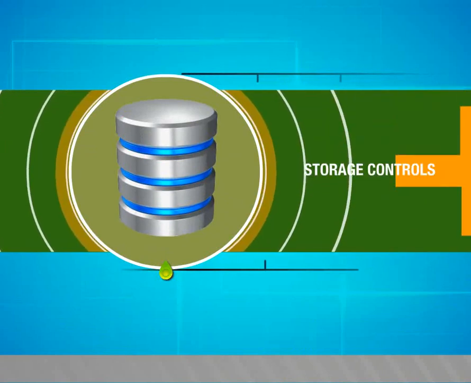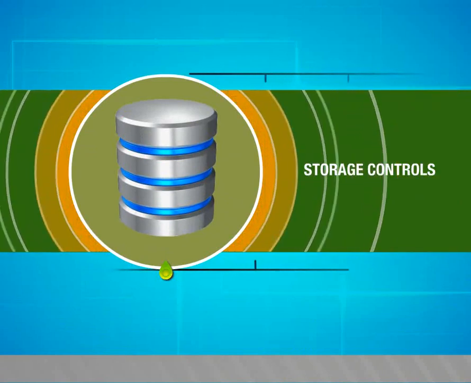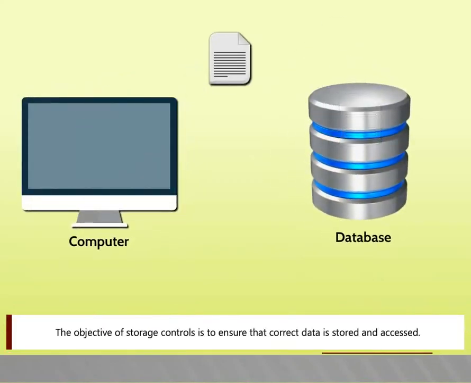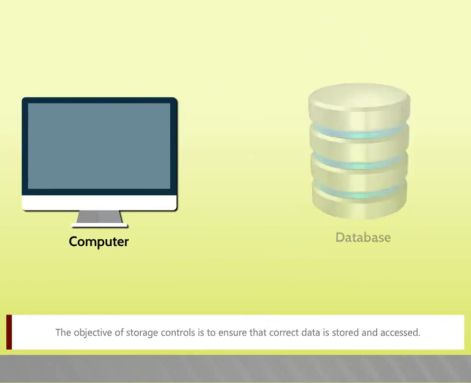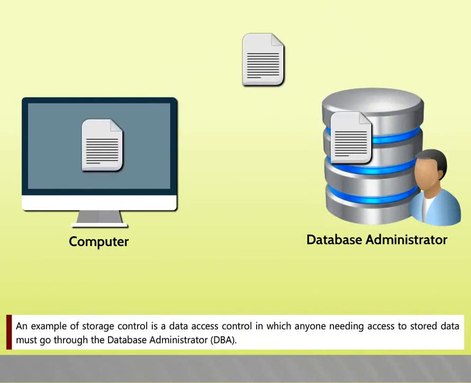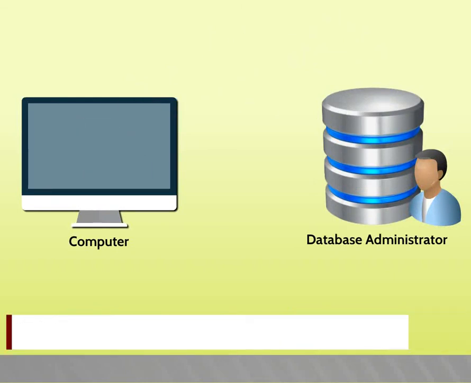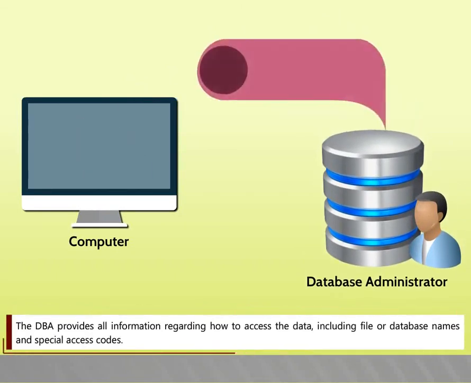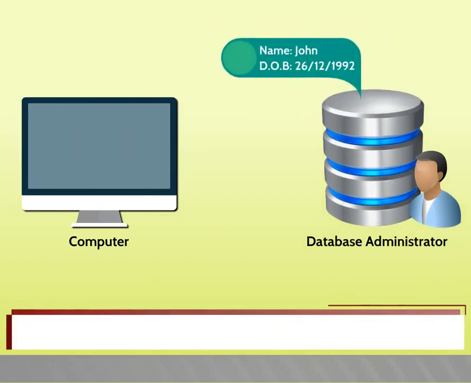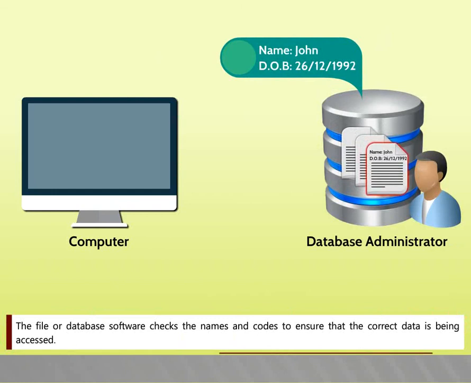Storage controls. In this video, we are going to see about storage controls. The objective of storage controls is to ensure that correct data is stored and accessed. An example of storage control is a data access control, in which anyone needing access to stored data must go through the database administrator, that is DBA. The DBA provides all information regarding how to access the data, including file or database names and special access codes. The file or database software checks the names and codes to ensure that the correct data is being accessed.